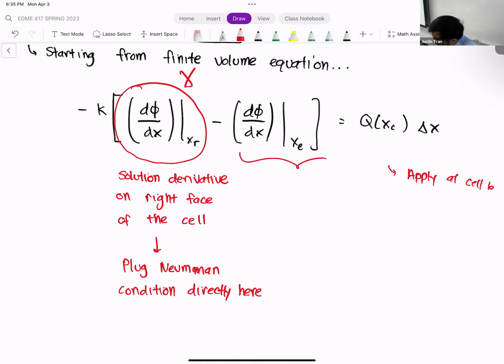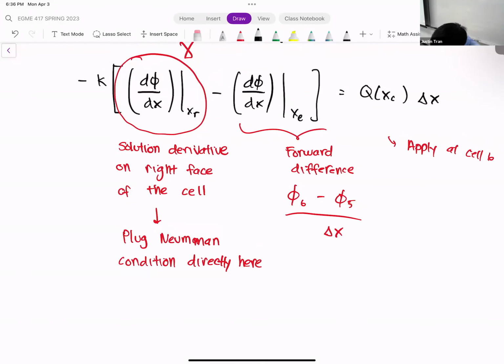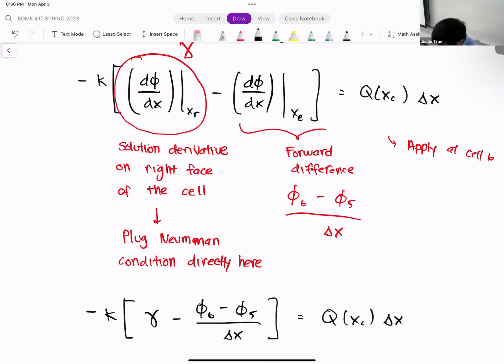For the other one, we do have to plug in. So for this one, we're going to plug in our forward difference, phi 6 minus phi 5 divided by delta x. But for the other derivative, we don't have to worry about it really at all. All right, and so if we simplify this, we end up with minus k times gamma minus phi 6 minus phi 5 divided by delta x is equal to q at xc times delta x.